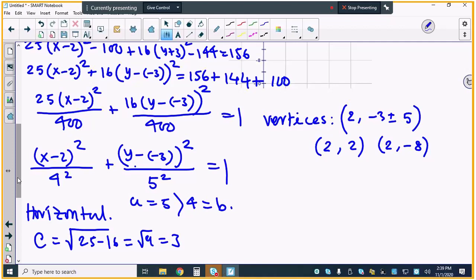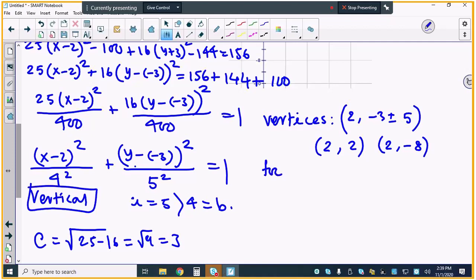Okay? So, I said horizontal, it actually should be vertical. Again, remember the denominator under y is the larger one. That's why I'm changing the k coordinate. I'm so sorry. Okay. So these are my vertices.